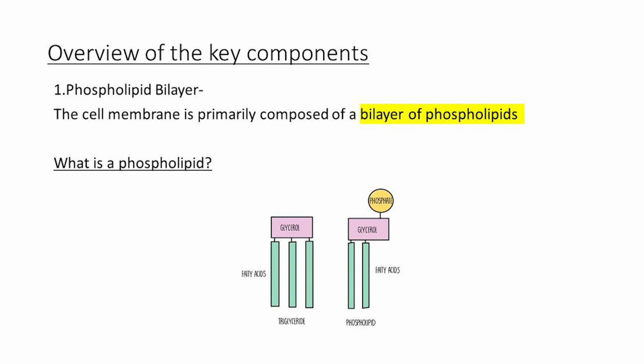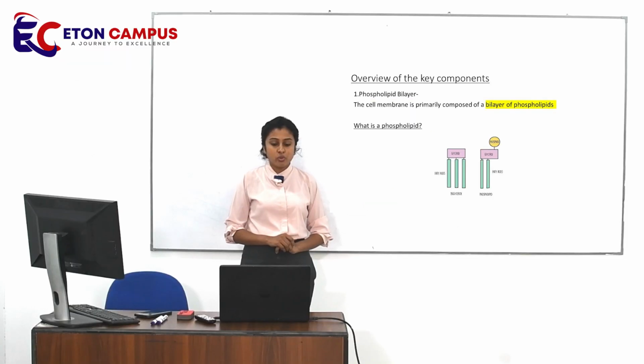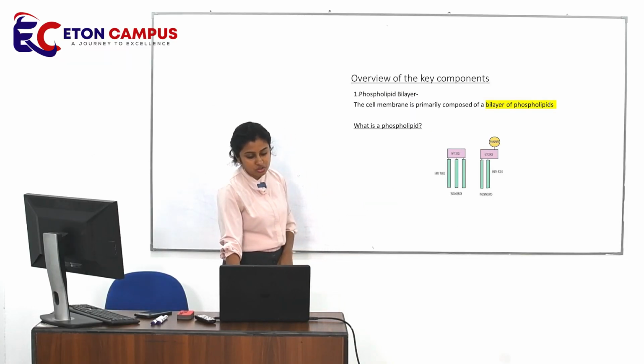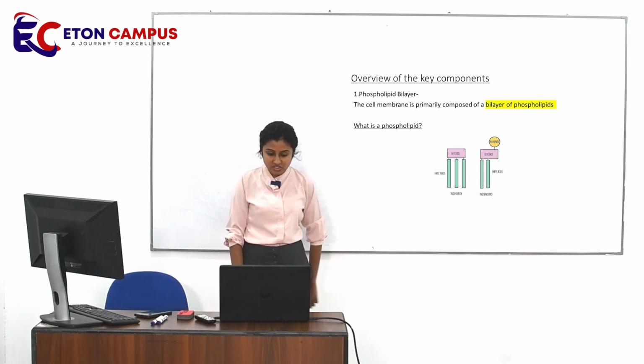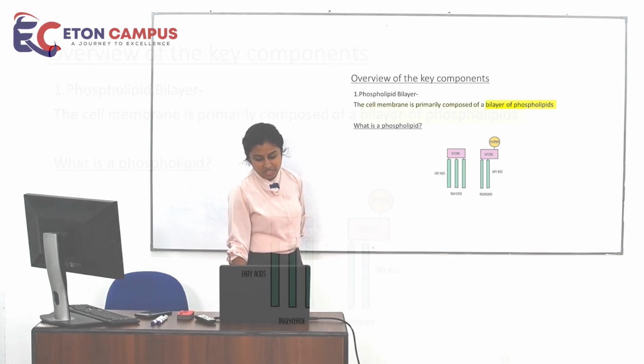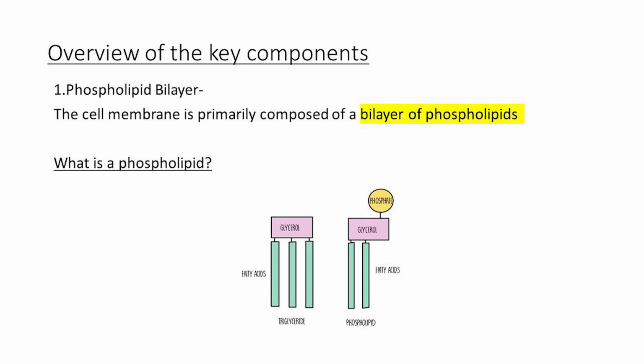So we have to know what a phospholipid is. Now in this picture you can see there are two molecules. One is a triglyceride and the other one is a phospholipid. In this triglyceride molecule you can see there are three fatty acids bound to one molecule of glycerol, and in the other picture you can see one glycerol binds with two molecules of fatty acids as well as one molecule of phosphate.